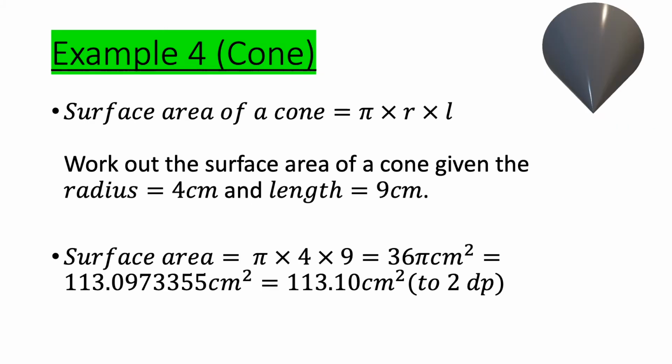Right, guys, next one. Example 4, cone. The surface area of a cone is pi times R times L. Work out the surface area of a cone given the radius is 4 and the length is 9. So it's pi times 4 times 9, which is 36 pi centimeters squared, which is 113.10 centimeters squared to 2 decimal places. So that will be the answer for that one, guys.